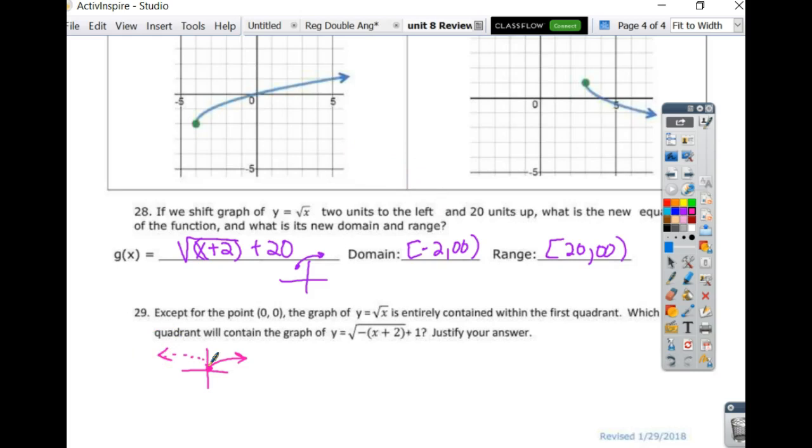And next, the +2, which way does that shift it? So this is going to slide 2 to the left and then up 1. So here's new, and it's going to go this way. So which quadrant is that entirely in now? It's in the second.